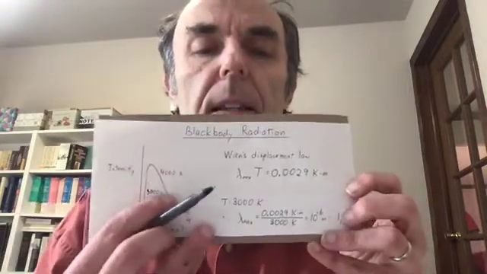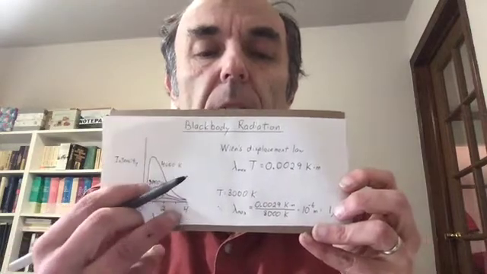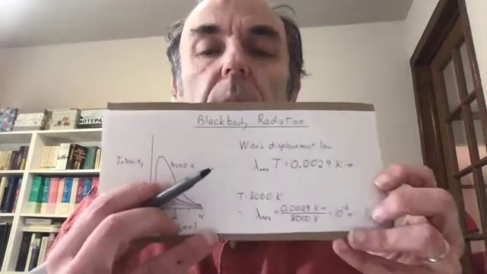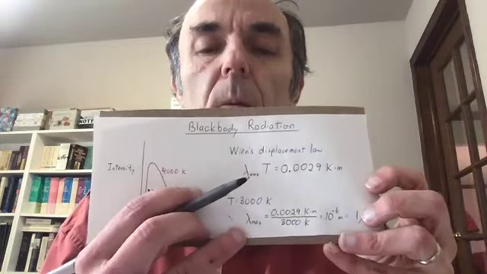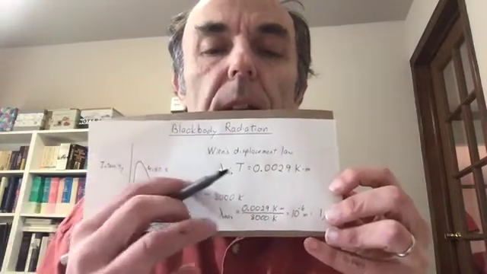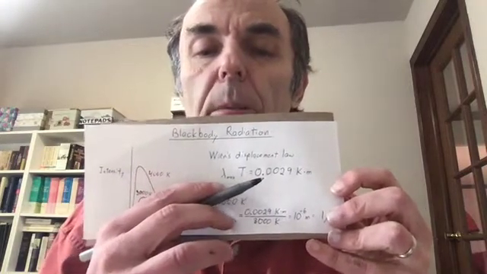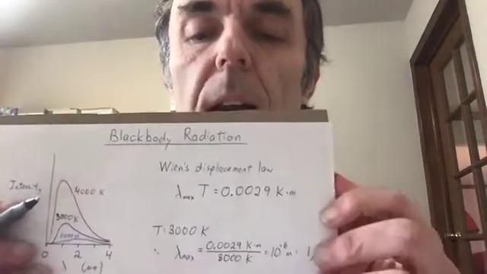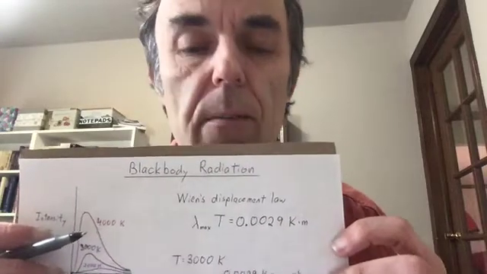So this idea that the peak of the radiation emission happens at lower and lower wavelengths with higher and higher temperature is summarized in what's known as Wien's displacement law. The maximum wavelength, the wavelength corresponding to the peak in the curve, times the absolute temperature for that curve, is equal to 0.0029 Kelvin meters.